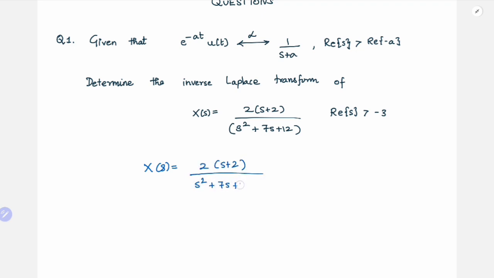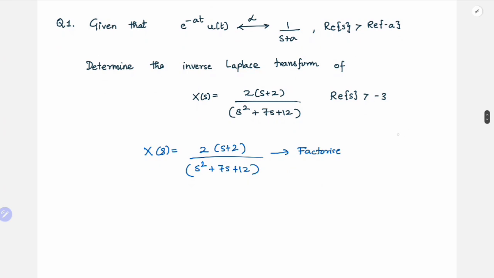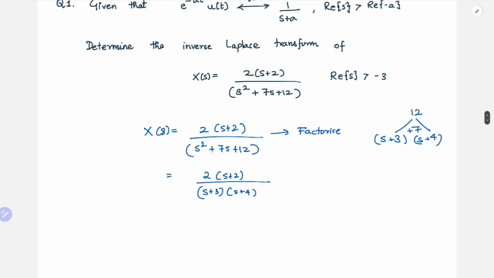So the denominator we first need to factorize. Factorizing is also easy. Here you can see your product should be 12 and your sum should be plus 7. So this will be nothing but plus 3 and plus 4. So we just write s plus 3, s plus 4. So this will be 2 into s plus 2 by s plus 3 into s plus 4. You can cross check if you are in doubt: you will get s square plus 3s plus 4s plus 12, so you will get the same denominator back again.